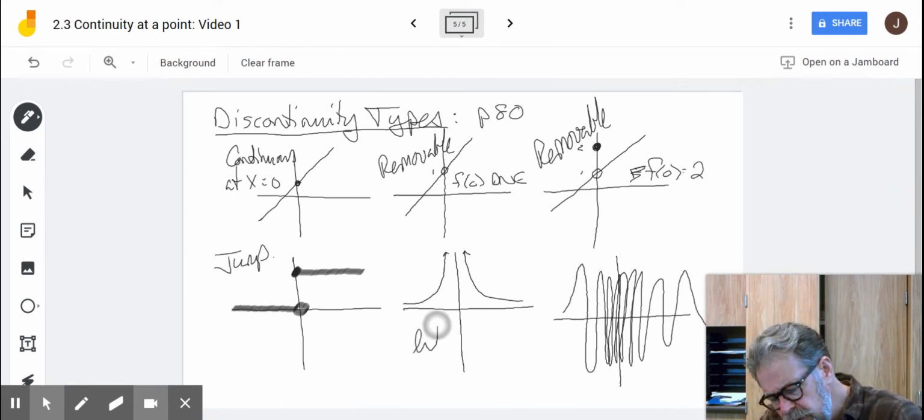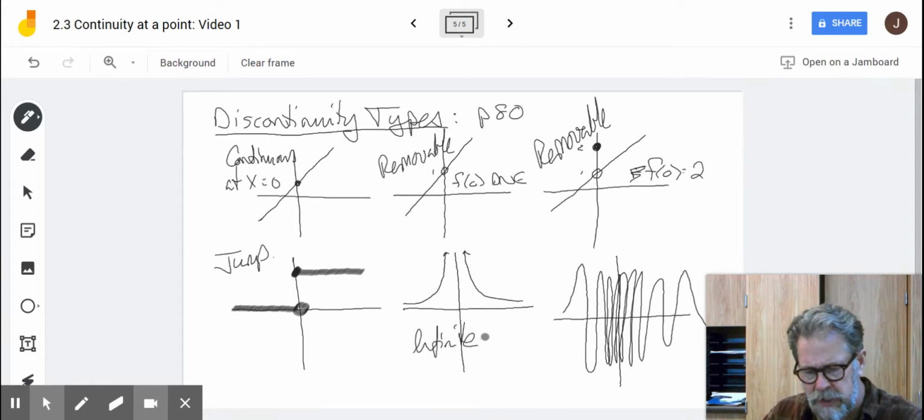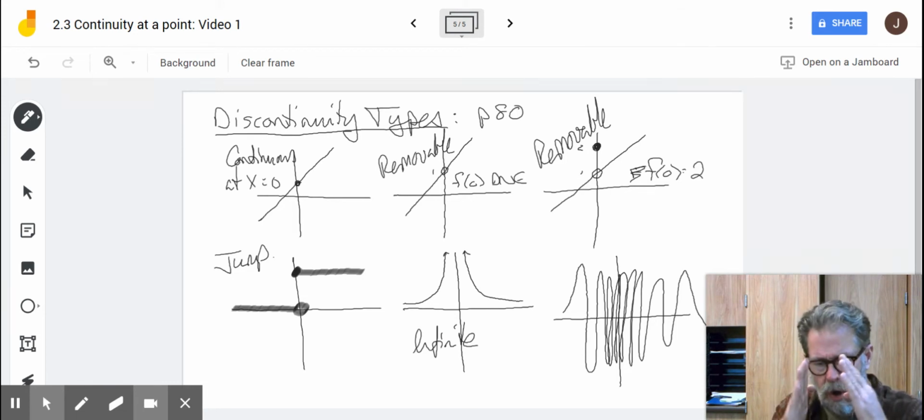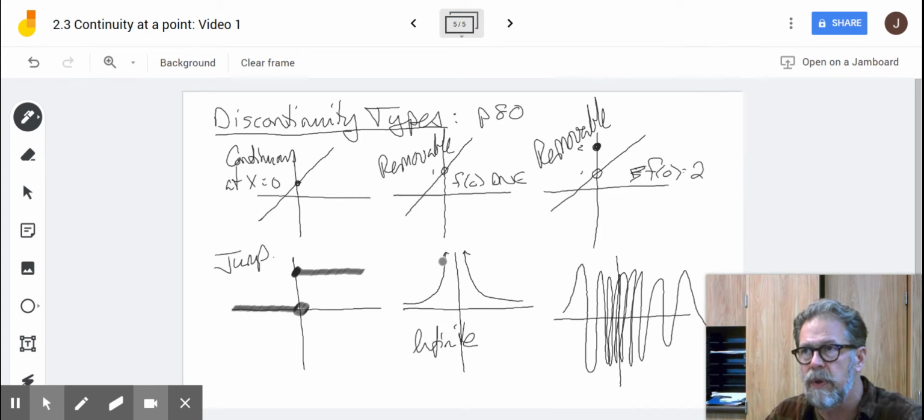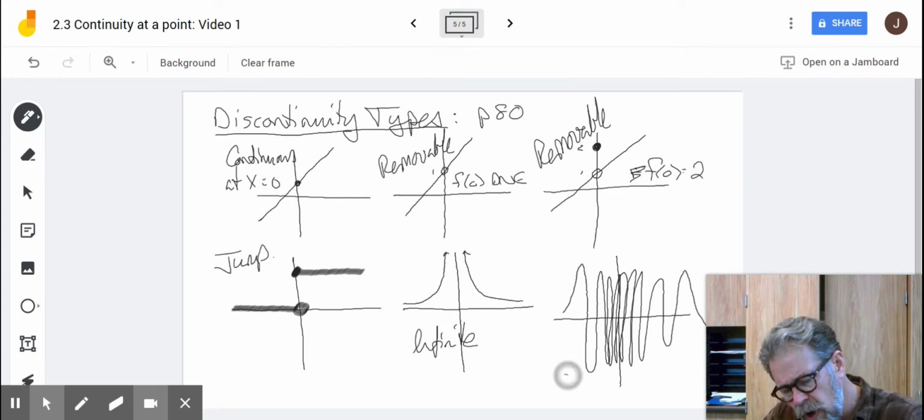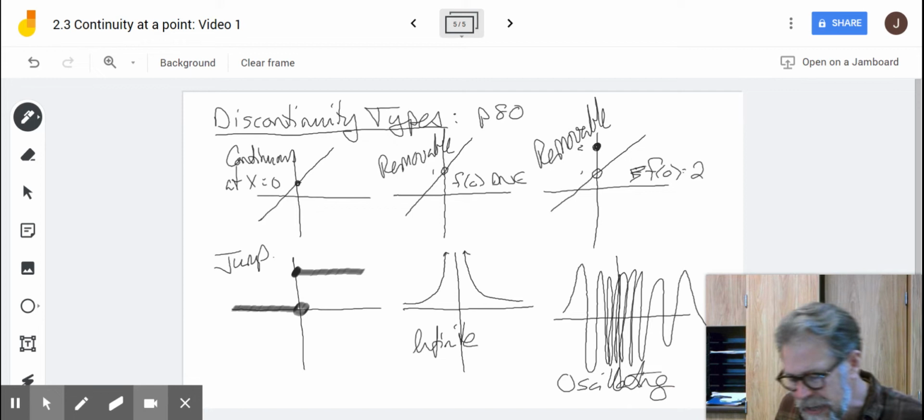This is an infinite discontinuity, and again, not fixable because, what do you do? This goes to infinity on either side. There are no limits, and so you can't say we could just make it continuous, because the limit does not exist. And this is called an oscillating discontinuity, and we're never going to talk about this again in this class, but be aware that it does exist.